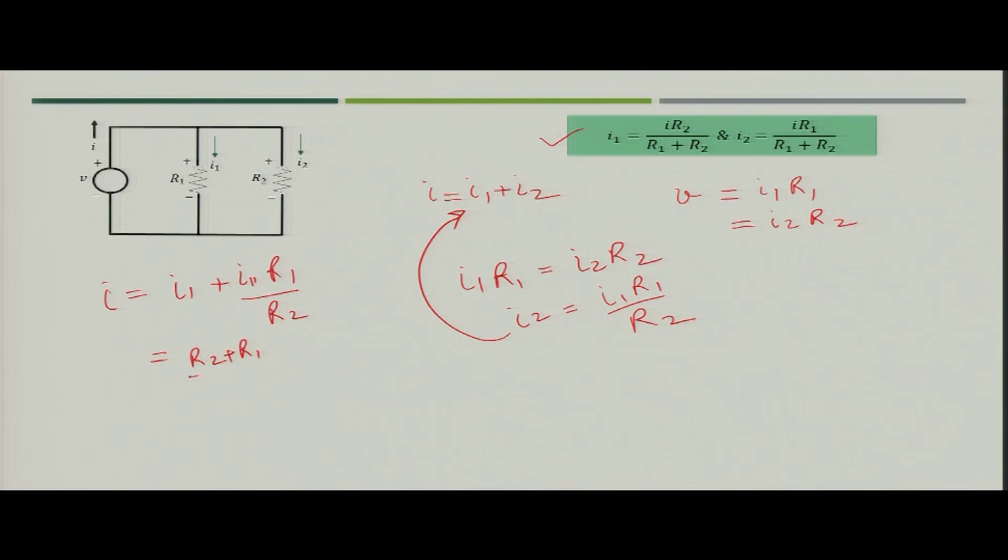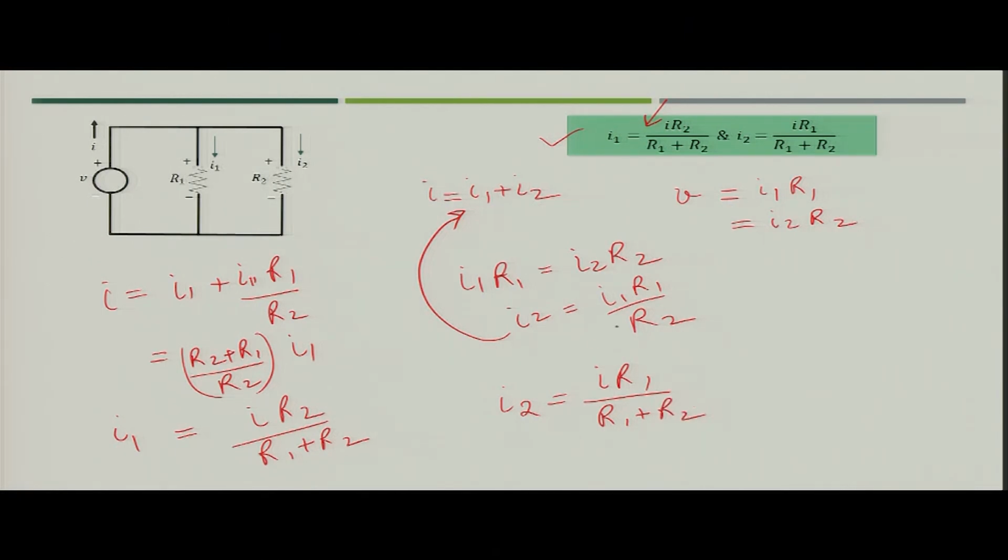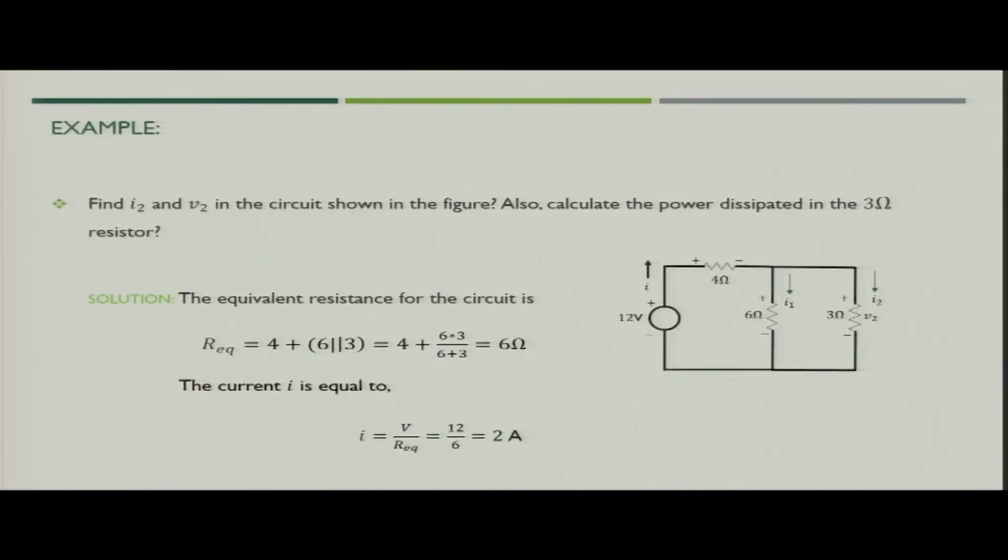I equals (R2 plus R1) by R2 into I1. So, finally, what is the value of I1? I1 would be I R2 divided by R1 plus R2, and this is what you got here. Similarly, for I2 also you can establish the relationship, which is I R1 upon R1 plus R2. So, instead of putting the value of I2, if you put the value of I1 in this equation and simplify, you will get the value of I2, that is I R1 upon R1 plus R2. Now, let us take the example.